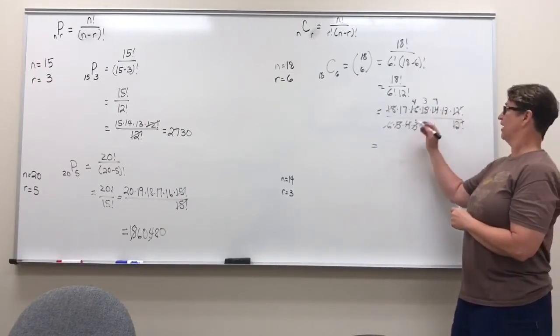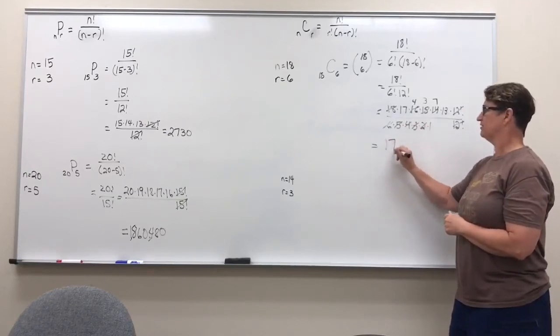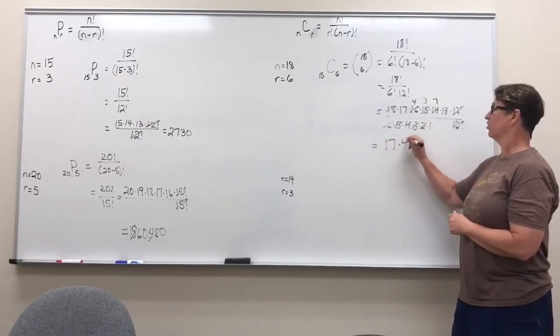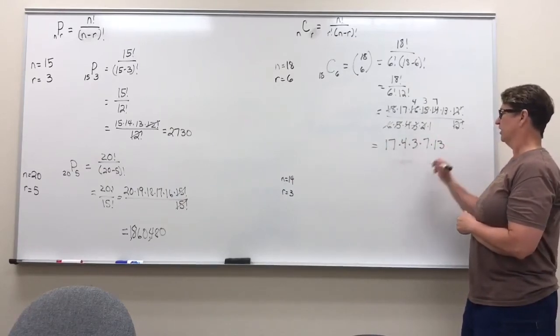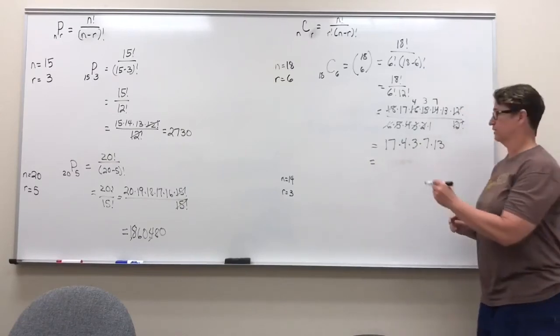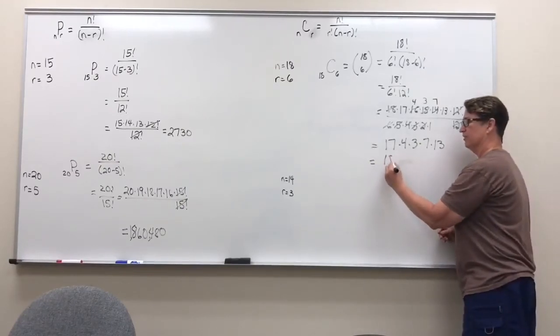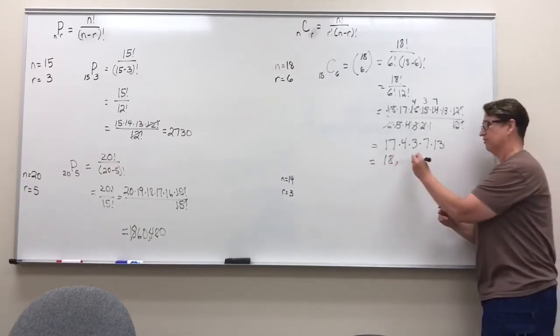So now it's just a matter of doing this multiplication. What I'm left with is 17 times 4 times 3 times 7 times 13. So with a little multiplication work there, I determined that that's 18,564.